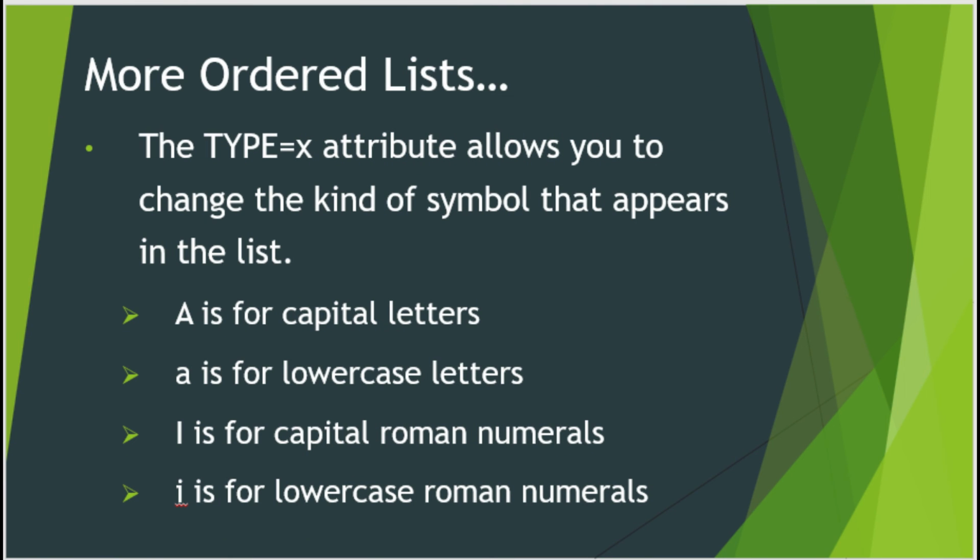Next is the type attribute. The type attribute allows us to change the kind of symbols that appear inside the list. Capital A is for capital letters, small a is for lowercase letters, capital I is for capital Roman numerals, and small i for lowercase Roman numerals. These are the symbols we can use inside the OL type, where OL means ordered list.